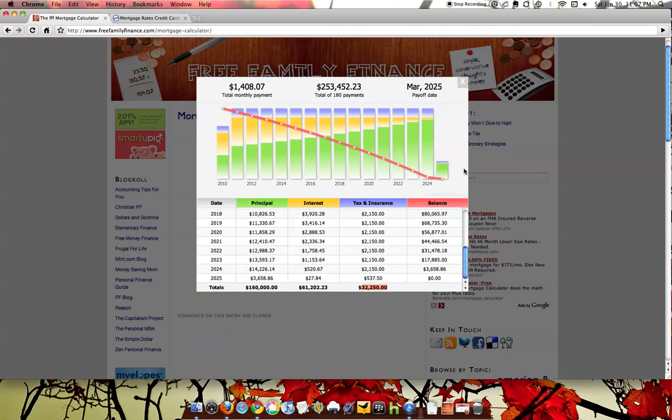As a reader of Free Family Finance, I wanted to equip you with this as you're making some informed decisions about your personal finances over the course of your life. This is something you kind of want to keep handy, want to keep familiarized with.